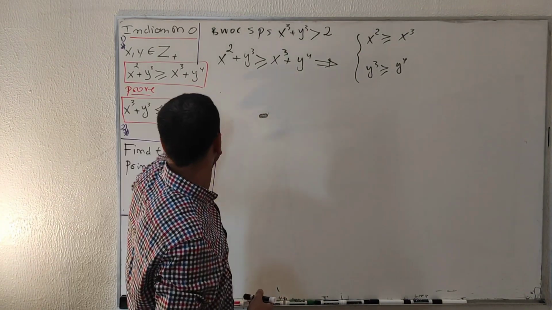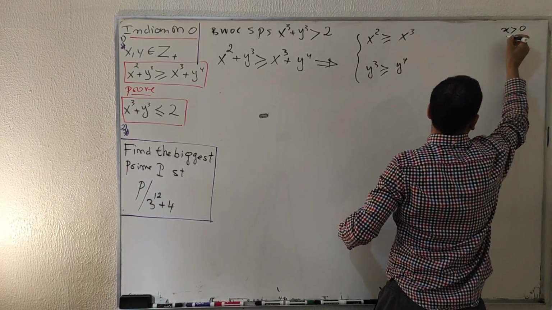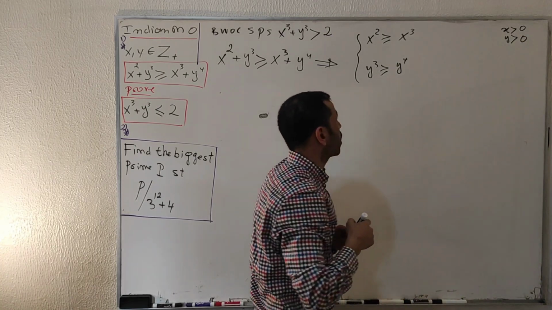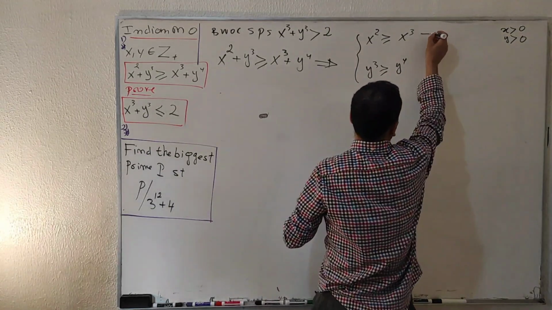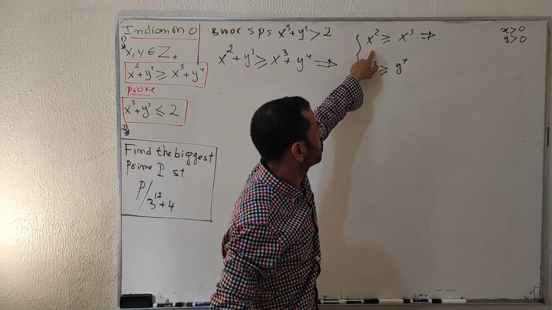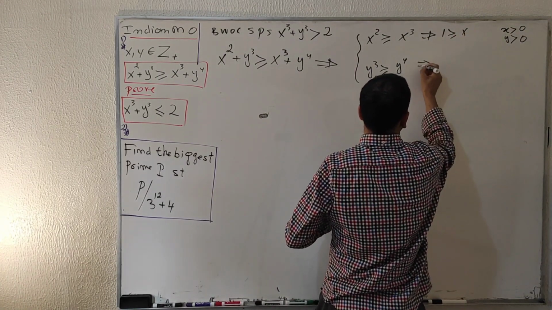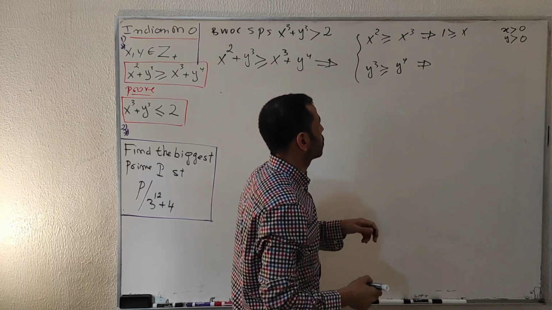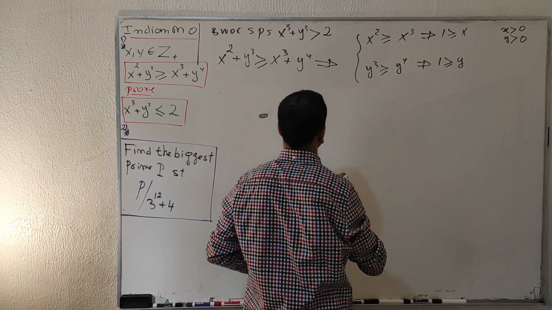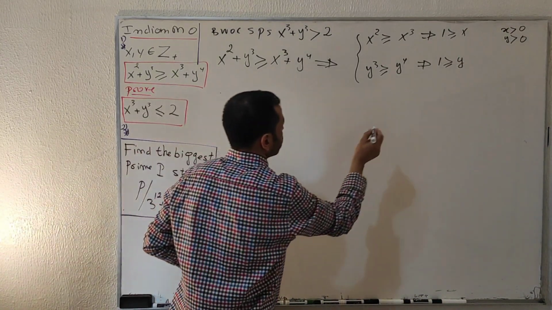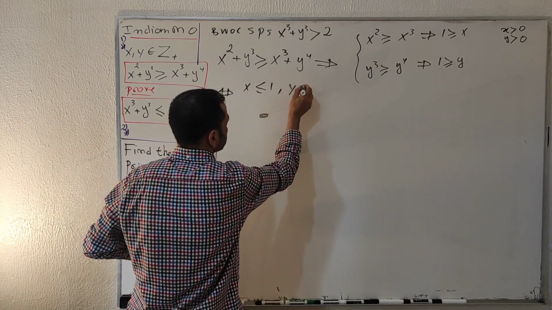Since we have x and y as positive integers, x is strictly greater than 0 and y is strictly greater than 0, so now we are allowed to divide both sides. Dividing both sides by x squared gives us 1 is greater than x. This follows similarly for y, so I get 1 is greater than y. So by flipping this inequality, x is less than 1 and y is less than 1.